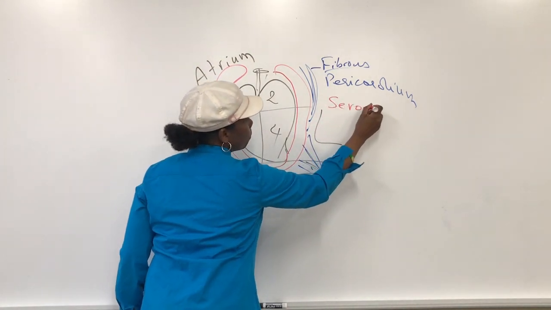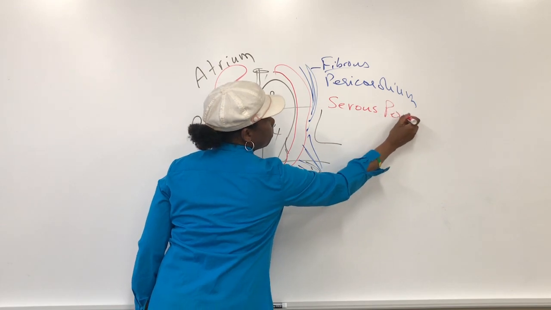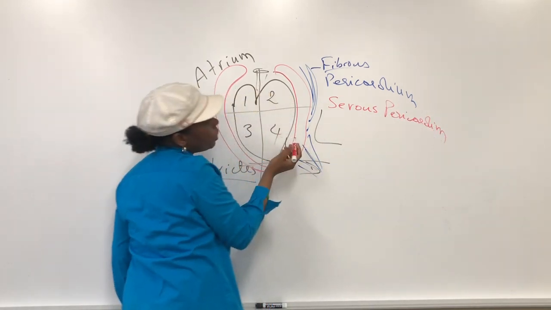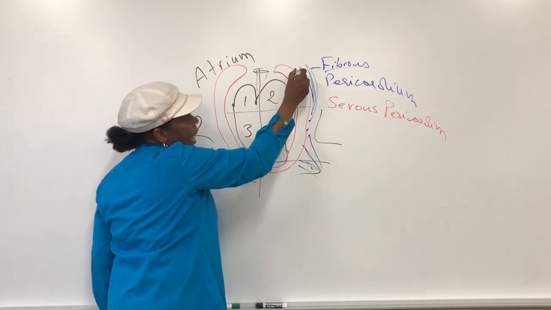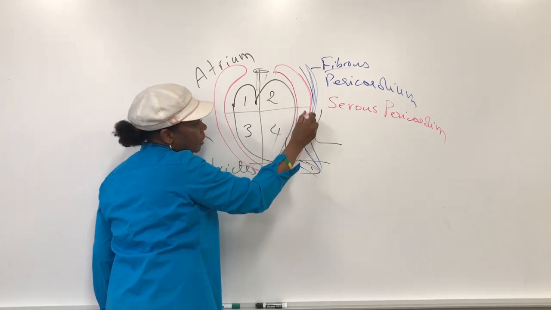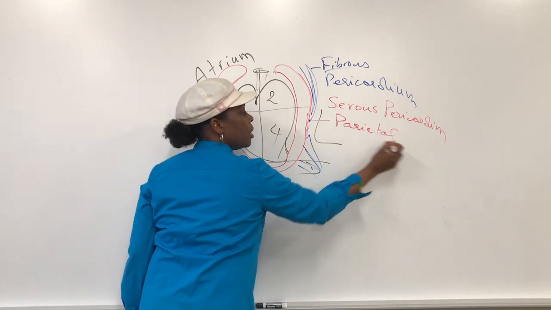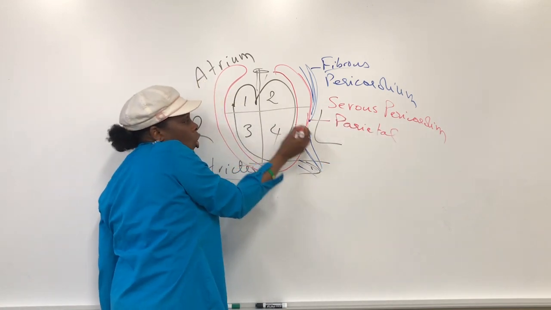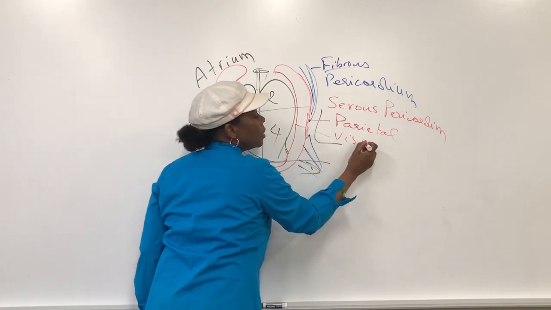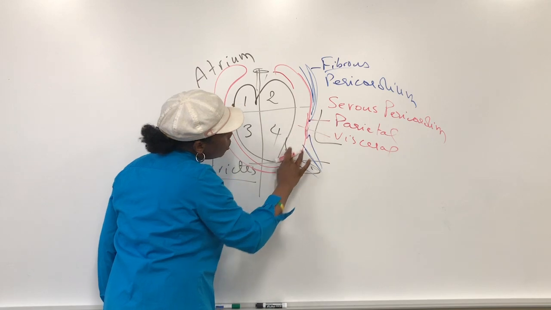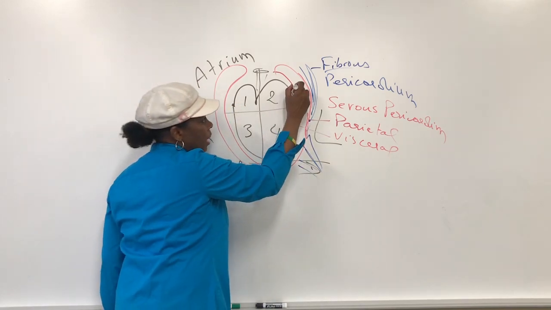Serous pericardium. Okay? This serous pericardium has 2 sides. It has one outside called the parietal, okay? And the one inside called the visceral. Because this visceral is almost stuck to the heart, so I'm gonna just make it like this.